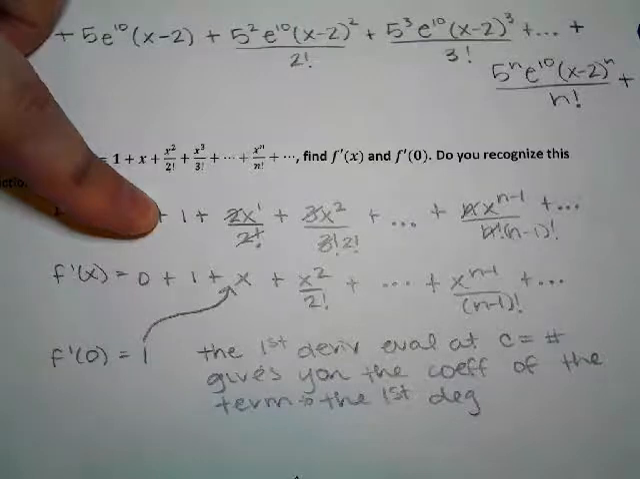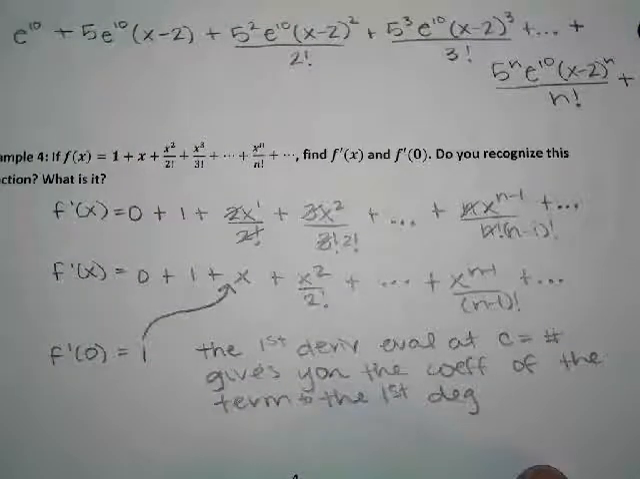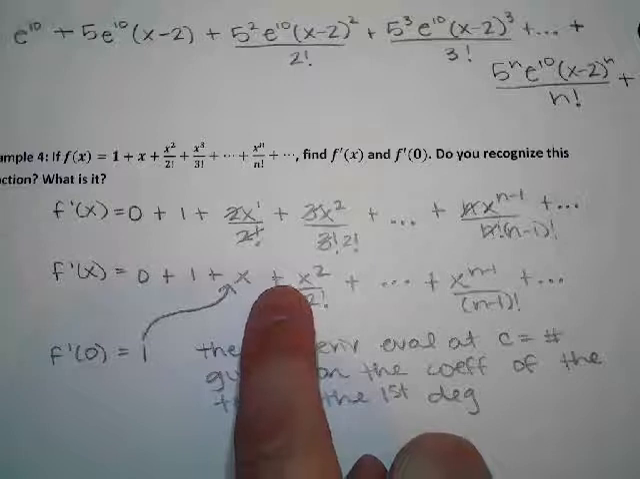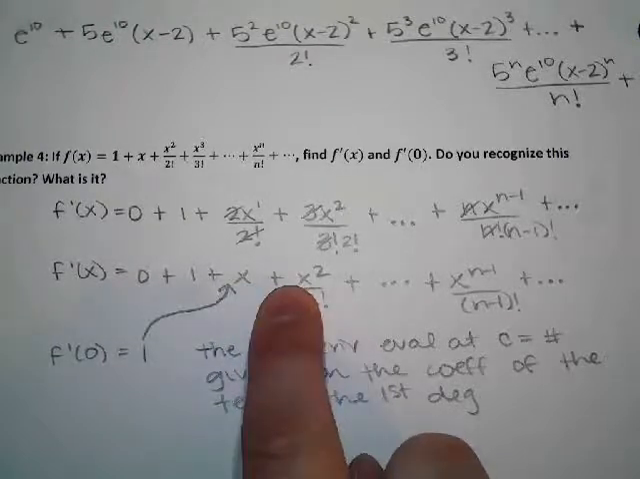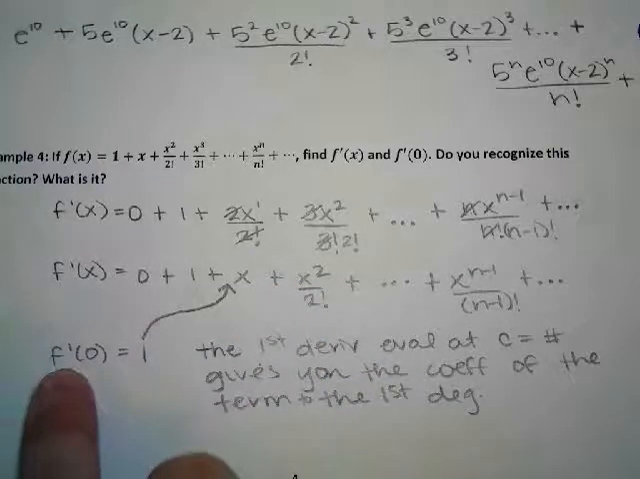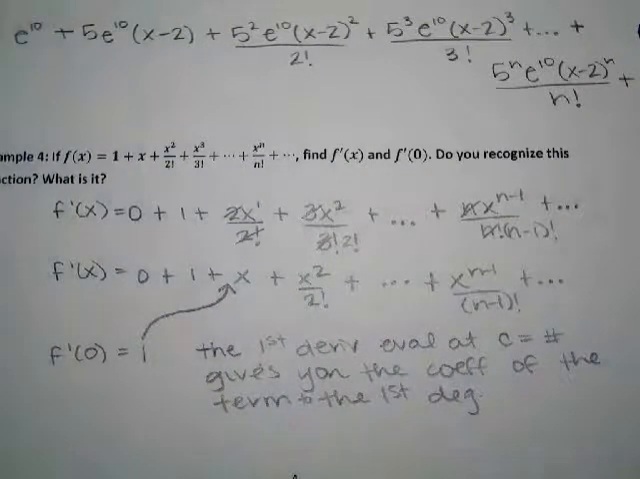So if you wanted f double prime of 0, that would give you the coefficient of the second one, not divided by the 2 factorial, but it'd give you the second one. F triple prime of 0 would give you the coefficient of the third one, not divided by 3 factorial. Remember how all the numbers go? If you had f of 0, that would give you the term that did not have an x on it.